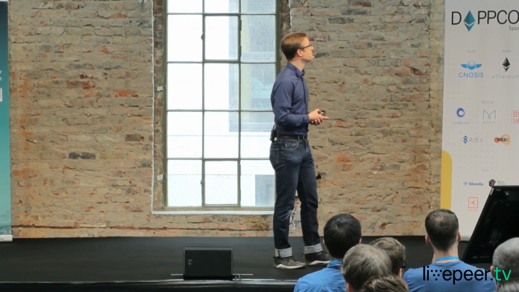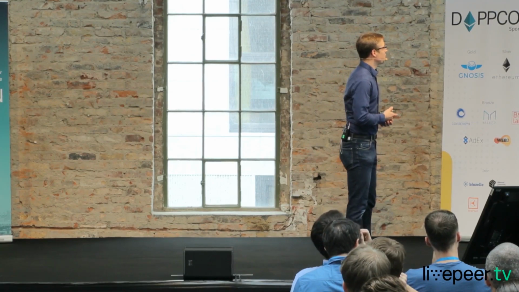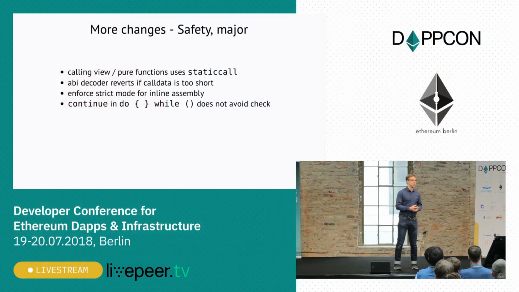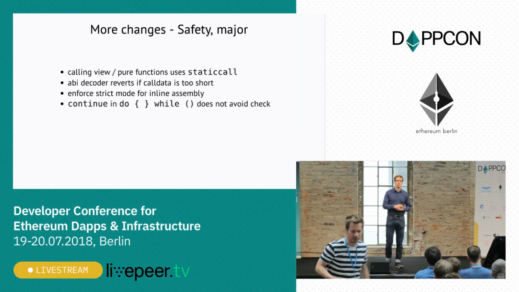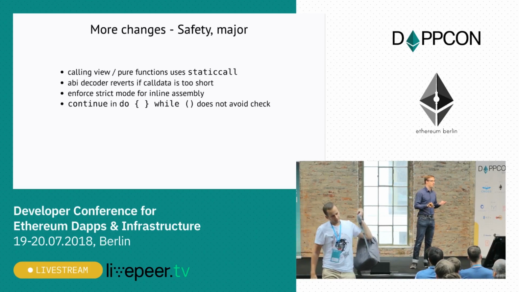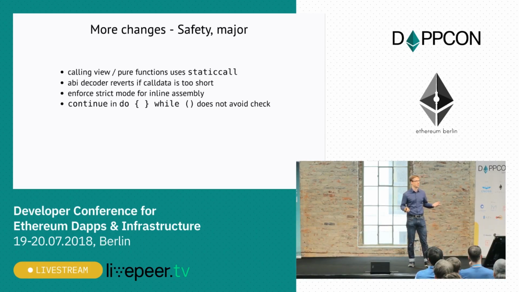And then for major safety things: when you call view and pure functions in 0.5.0, it actually uses the static call opcode. This causes some problems on testnets because static call is only available starting from Byzantium. And if you run a local testnet, it usually defaults to the Frontier EVM. Then people get reverted transactions and don't know where that comes from. So this is usually the cause. Set your testnets to Byzantium.